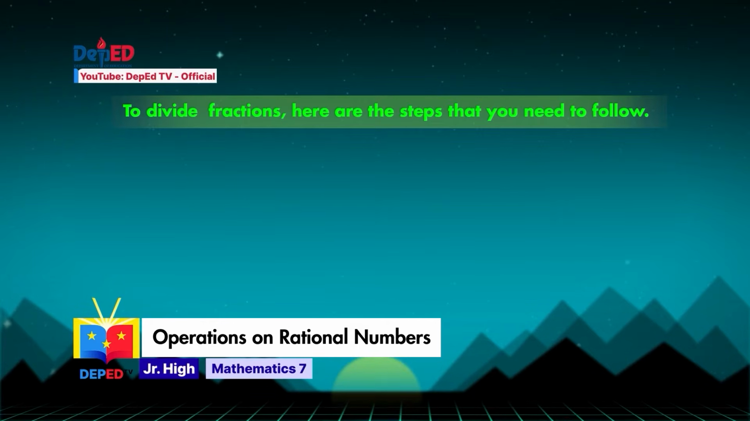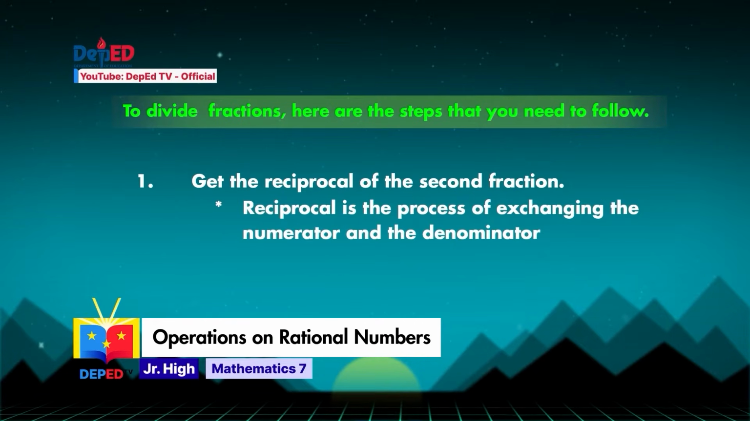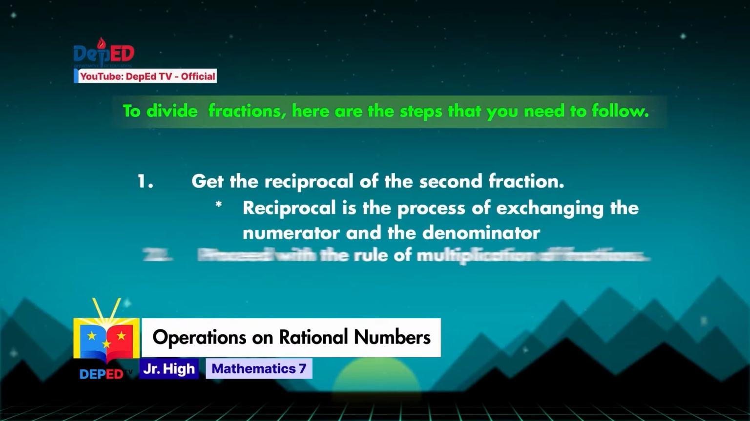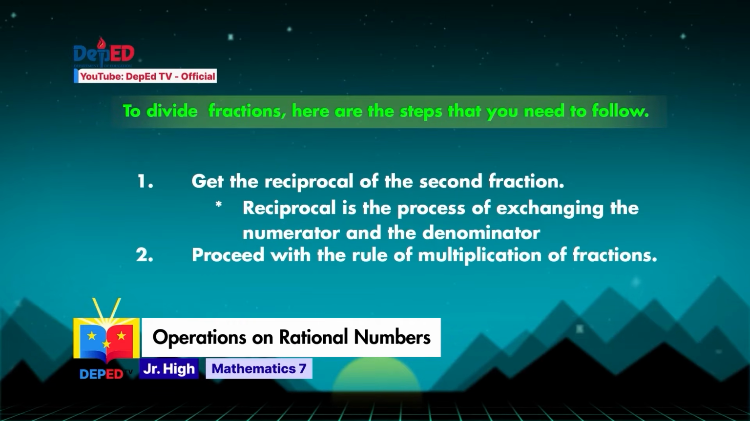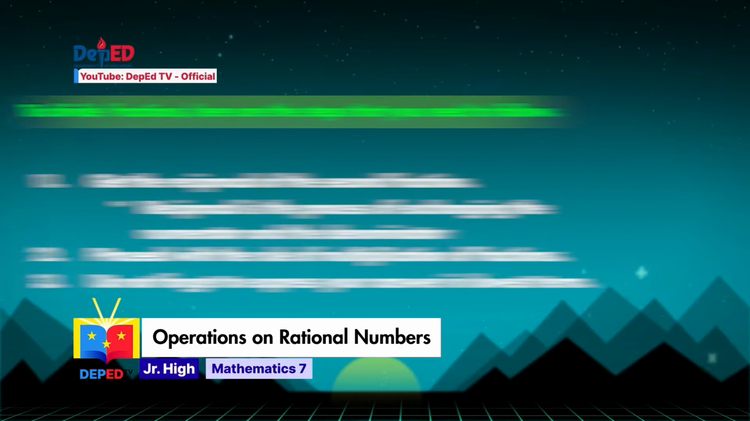For our last operation, we have division of fractions. Here are the steps that you need to follow. We multiply the first fraction by the reciprocal of the second fraction. When we say reciprocal, it is the process of exchanging the numerator and the denominator. Then, proceed with the rule of multiplication of fractions. Oops! Do not forget to express your answer in the lowest term. Let us have an example.